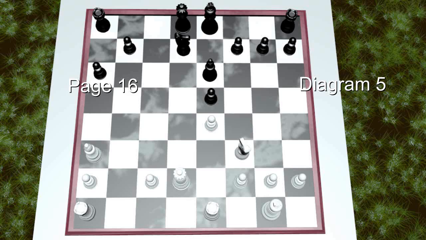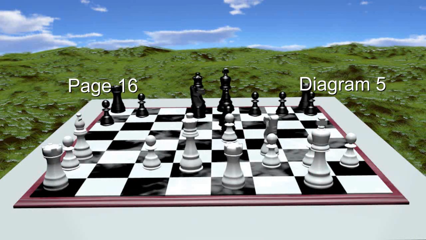Safety. If your king is less exposed than your opponent's, you probably have an advantage in king safety. In Diagram 5, white's king is securely castled. Black's is stuck in the center and dangerously exposed. White's king is safer than black's.